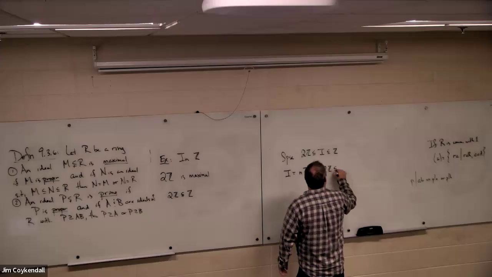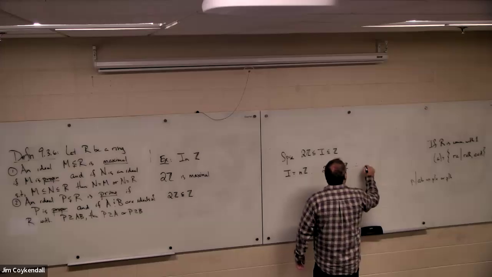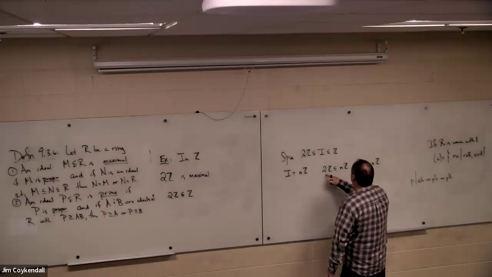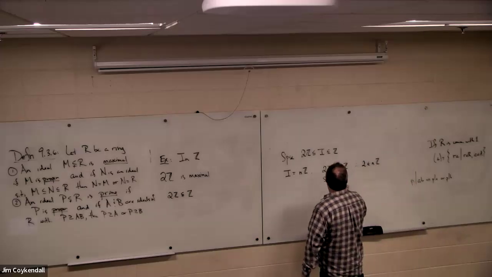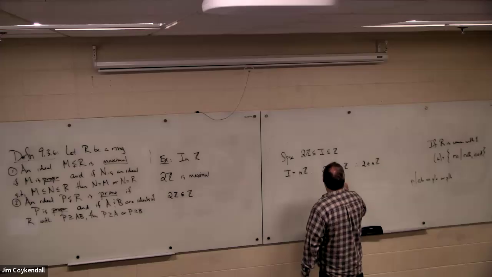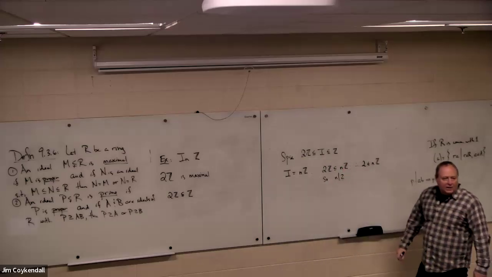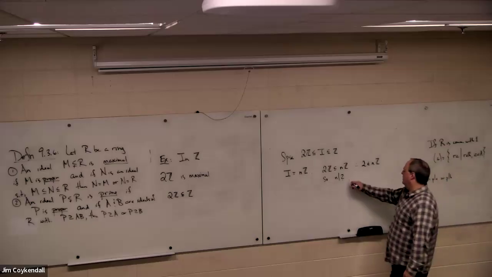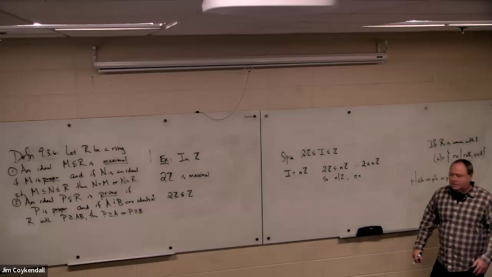Well, notice that 2Z is contained in nZ. Therefore, 2 is an element of nZ, because 2 is in here, so it's in here. So, 2 is divisible by n. Now, pray tell, what are the divisors of 2? One and 2.